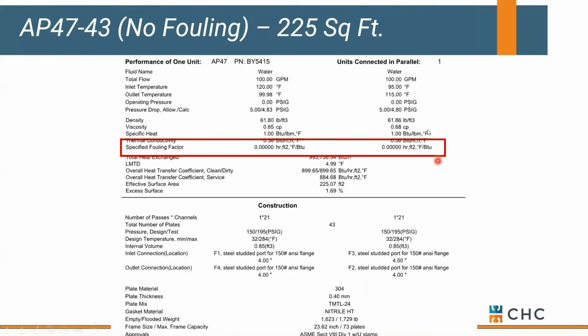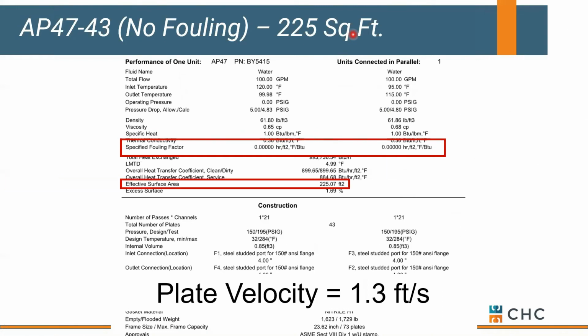I just made up some conditions: 100 gallons a minute, 5-degree approach, 5-pound pressure drop with no fouling. Okay, so in this case, I need 43 plates, 225 square feet of heating surface area. And if I look at the details, my plate velocity at 100 gallons a minute and 43 plates is about 1.3 feet per second, meaning my water is flowing 1.3 feet per second across each plate. Okay, that's my velocity.